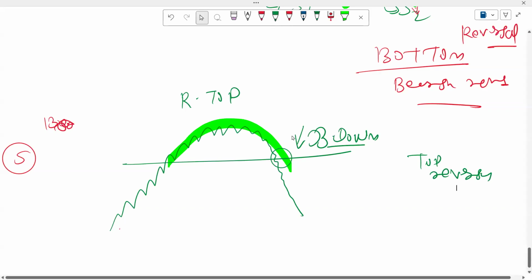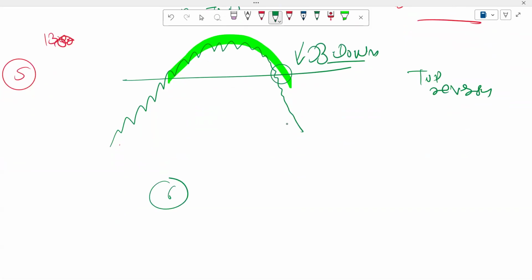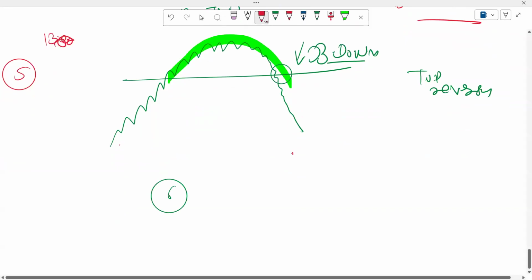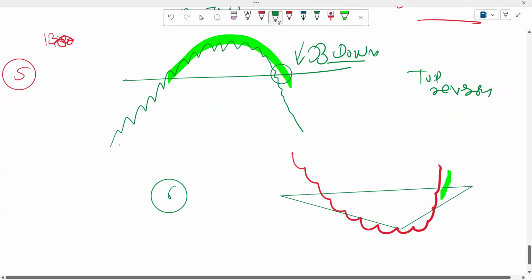This is your rounded top, and there is a rounded bottom also, just opposite of this. In the rounded bottom, what will happen? Your market is coming down and down, and it is forming a rounded type point. See, this is a rounded bottom. Okay, you have to observe these patterns.